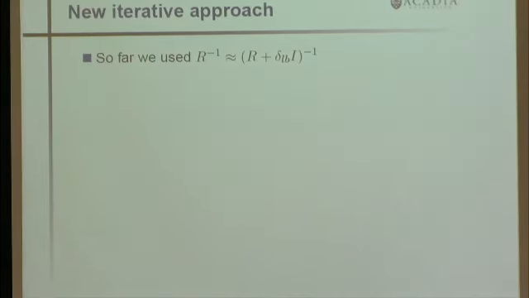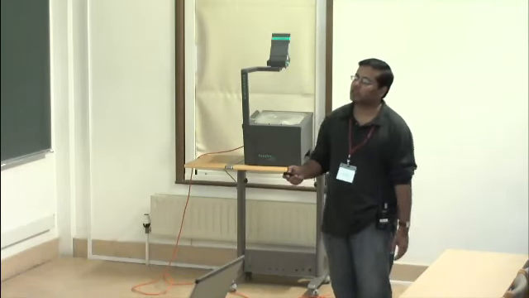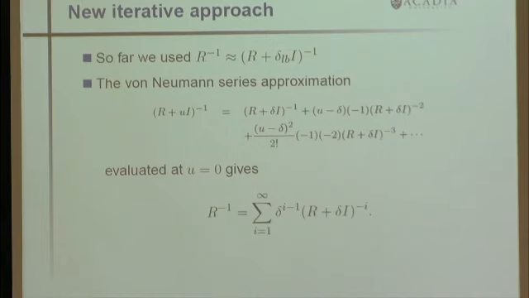How can we do better? So far what we did is we replaced R inverse with the inverse of R plus delta lower bound times the identity. If we look at R inverse closely, let's try to expand the inverse of R plus uI around u equal to delta. This is a von Neumann series expansion, very similar to a Taylor expansion but in matrix notation. It is nothing but a Taylor expansion of the inverse of R plus uI. If you substitute u equal to 0, you get this quantity. Now look at this: if you have only one term in this expansion, this is precisely that.